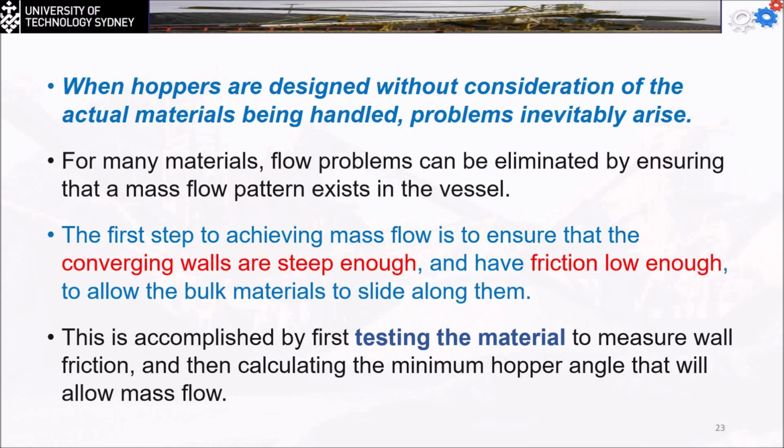This is going to be accomplished by first testing the material to be stored to measure the wall friction, and then calculating the minimum hopper angle that will allow the massive flow to occur. Now, if you remember the term massive flow, that means the flow rate at each point in the silo is going to be the same. And this is what they call the comprehensive target for our design.